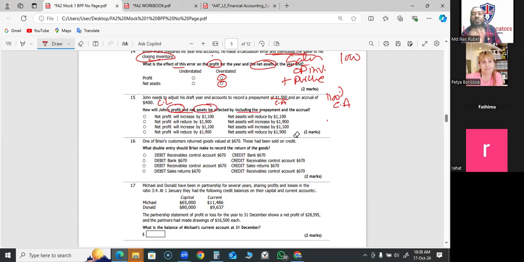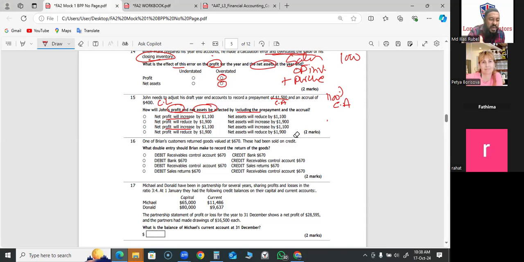Tell me, what do you do with the prepayment into the income statement? You minus from the expense, don't you? Prepayment minus. Accruals you add. If you minus prepayment from your expense, what happens? Expense goes down and profit goes up, right? So profit will be up. Where is that word here? I can see in the 1, I can see in the 3. These two can be answered. Also, prepayment is a current asset. So 1,100 prepayment is there. That means assets will go up by 1,100. So what do you think is the answer here? A, B, C, D. Which one is the answer?